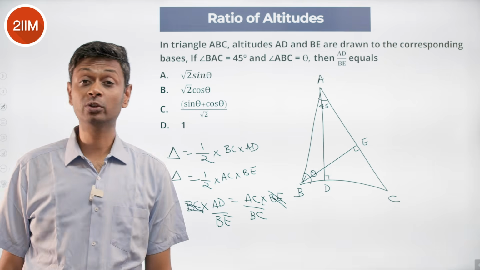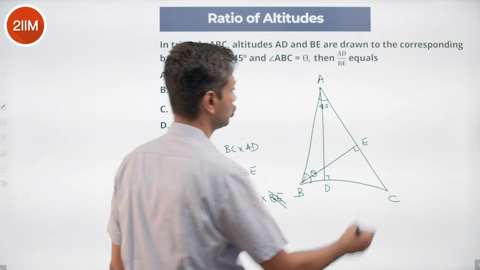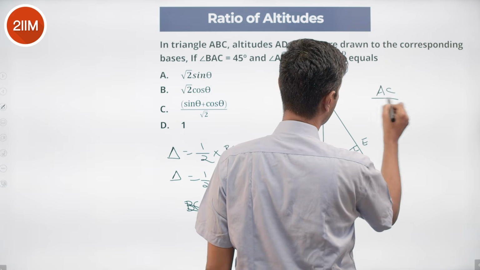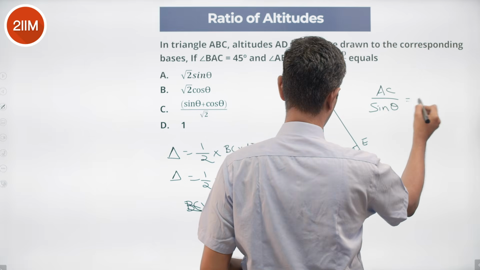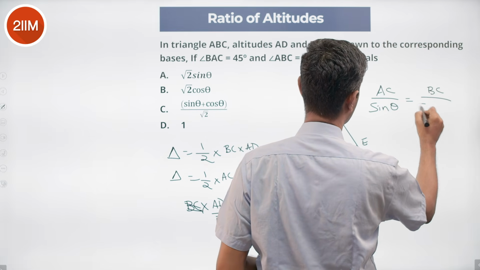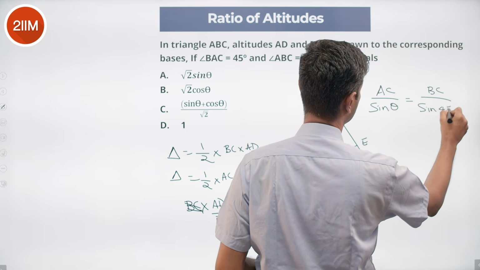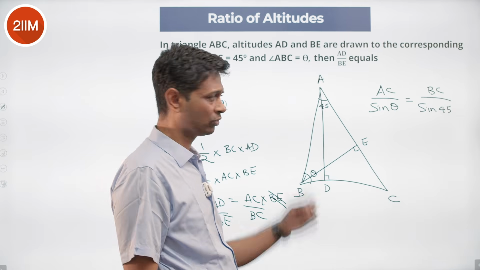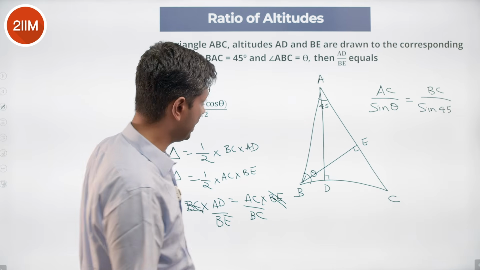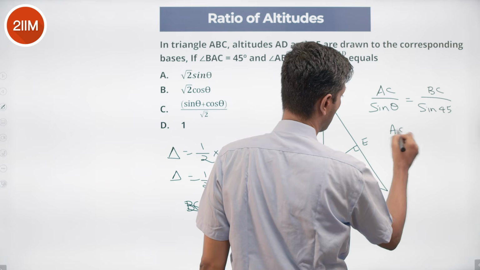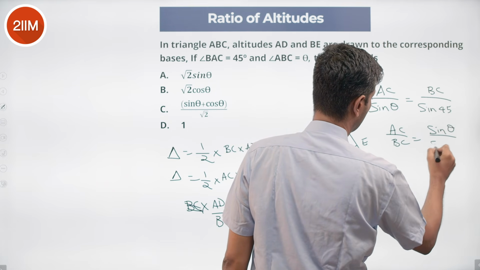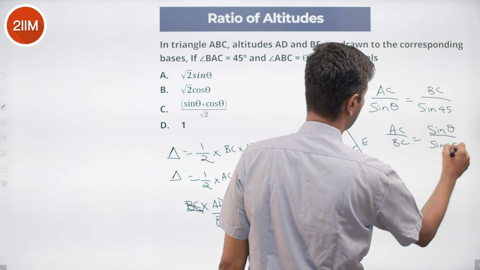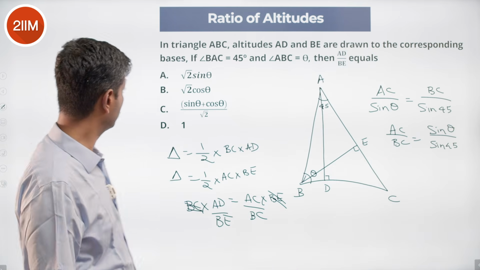We know a by sin A equals b by sin B equals c by sin C. So AC by sin theta, the angle opposite, equals BC by sin 45, the angle opposite. We want to find AC by BC. AC by BC equals sin theta by sin 45, which is sin theta by 1 by root 2.